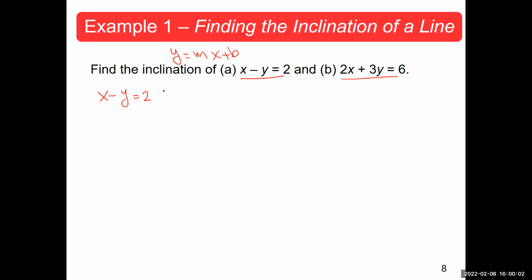If I take the y to the other side, it becomes positive y, and move the 2 to this side, it becomes negative 2. Then you get y equals x minus 2. If you want to orient yourself, you can say y equals x minus 2. But it doesn't matter. So what is m here? m is equal to 1.